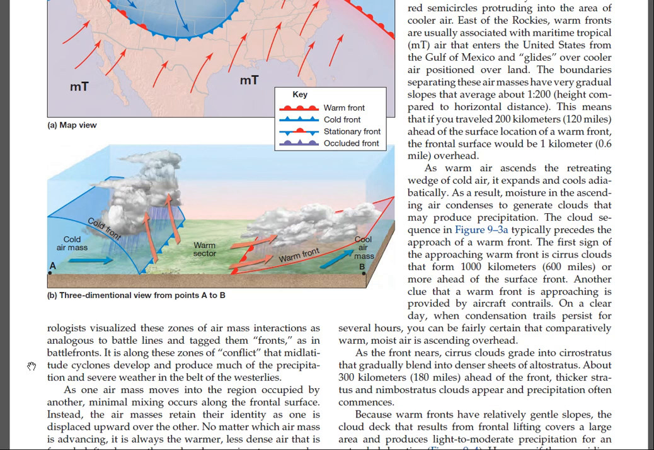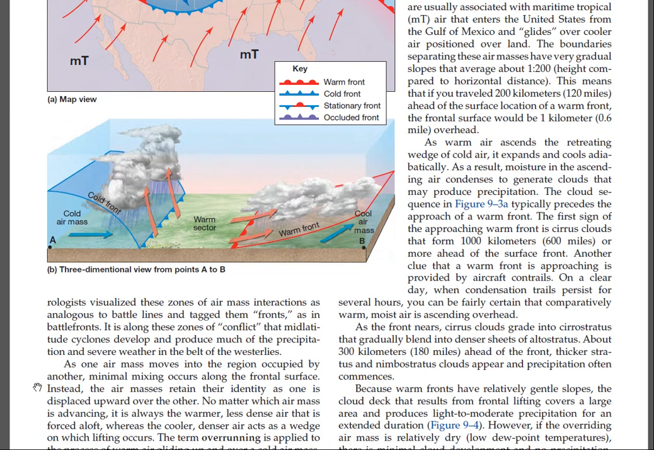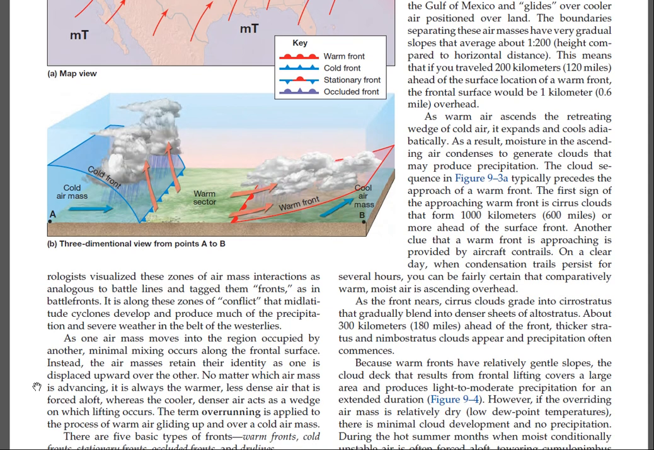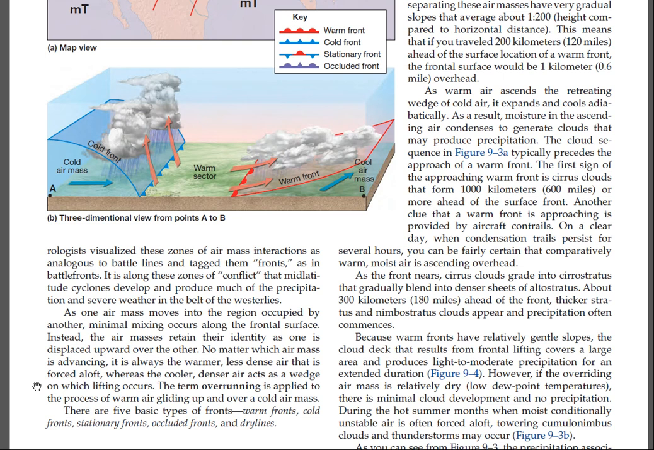As one air mass moves into the region occupied by another, minimal mixing occurs along the frontal surface. Instead, the air masses retain their identity as one is displaced upward over the other. No matter which air mass is advancing, it is always the warmer, less dense air that is forced aloft, whereas the cooler, denser air acts as a wedge on which lifting occurs. The term overrunning is applied to the process of warm air gliding up and over a cold air mass.